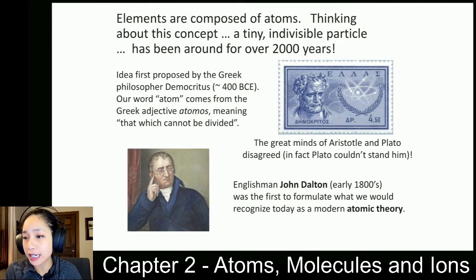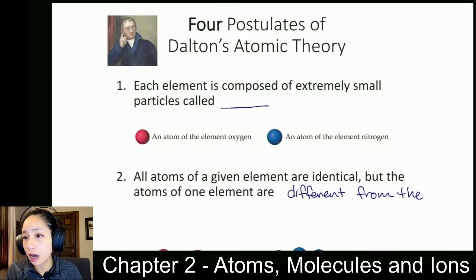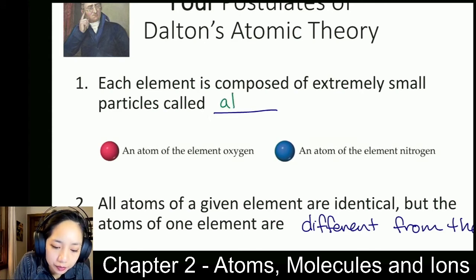In the early 1800s, he was the first to really recognize the atomic theory, modern day atomic theory. We'll go over his four postulates here. Dalton's four postulates of the atomic theory. Those four postulates that he came up with in the 1800s still mainly hold true today. So the first of his postulates, the basis of his atomic theory, is that each element is composed of extremely small particles called atoms.